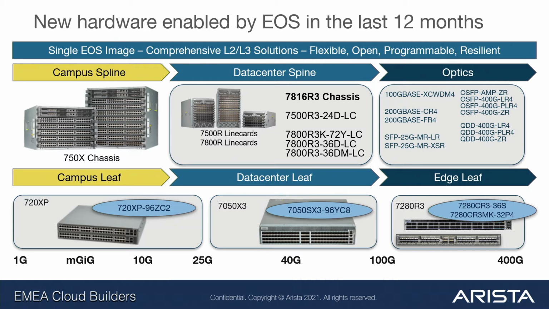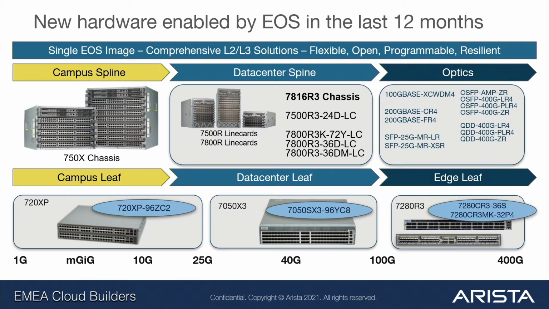So from a spine perspective, we brought out the 750X chassis, which is a 5 or 8 slot PoE RJ45 device. We brought out the 7816 or 16 slot chassis that I'm sure everybody needs, that has 500 ports of 400 gig in a very power efficient, hugely dense device. And again, going back to what I was saying earlier, EOS runs across the board. So whether that's the 1, 2.5 or 5 gig campus PoE box, or whether it's the 7816 device, it's the same image across the board.